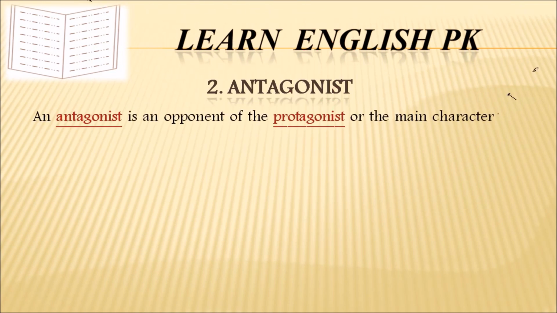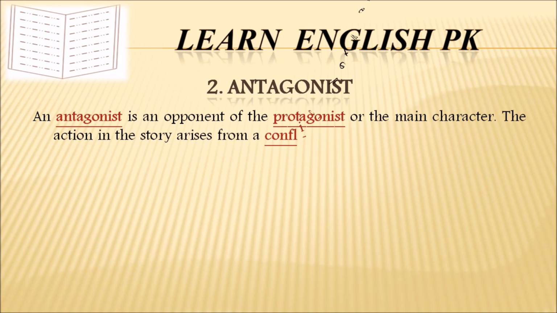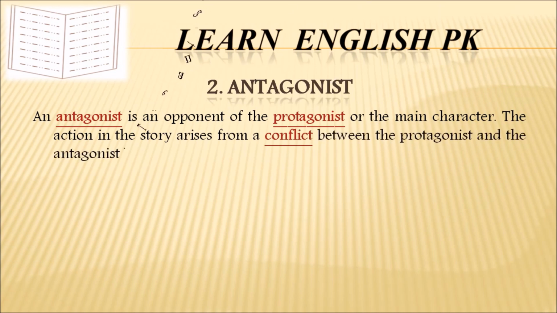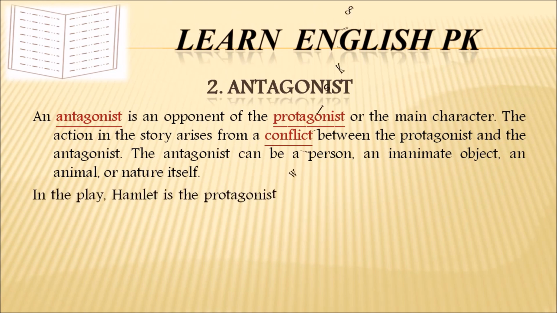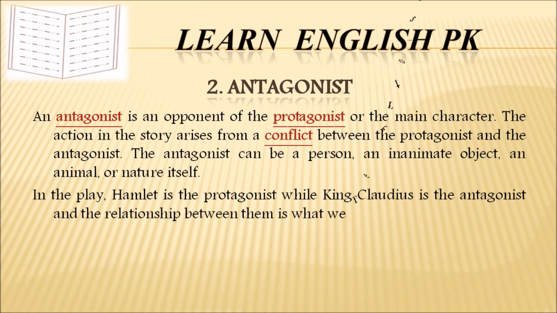Antagonist. An antagonist is an opponent of the protagonist or the main character. The action in the story arises from a conflict between the protagonist and antagonist. The antagonist can be a person or inanimate object, an animal, or nature itself. In the play Hamlet, Hamlet is the protagonist while King Claudius is the antagonist, and the relationship between them is what we refer to as conflict.